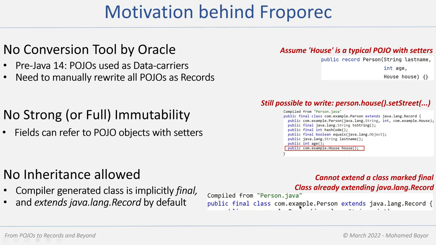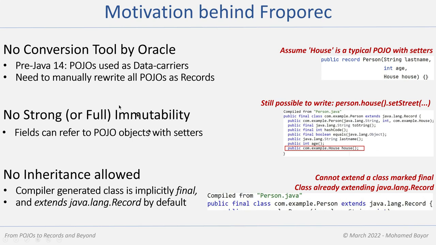Now, what really led to the start of the Froporec project were three main points, which I'm exposing here. The first one is that Oracle hasn't provided a tool allowing to convert existing Pojo classes into records. Imagine legacy applications with hundreds of Pojo classes used as data carriers. It will be time consuming to manually convert them all into records.